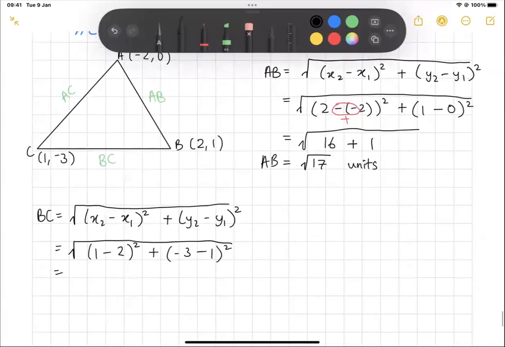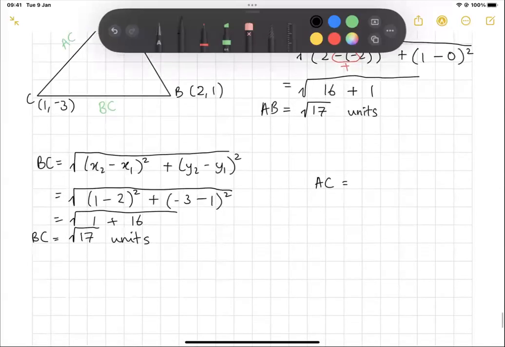All right, you can put this into a calculator, or you can do it by hand. Negative 1 squared, which is 1, plus negative 4 squared, which is 16. This comes out as a square root of 17 for BC. Square root of 17 units. I figured out BC. Lastly, I need to do AC.